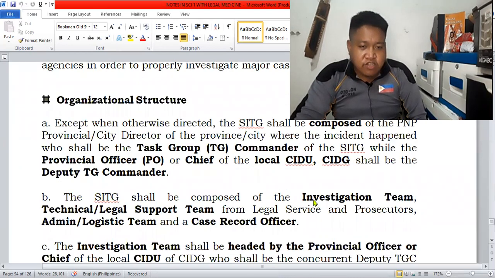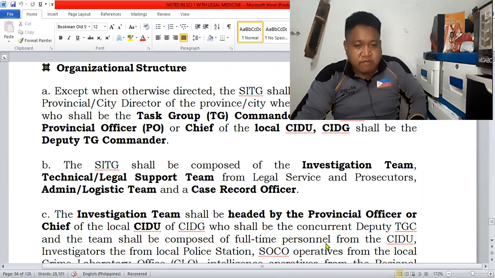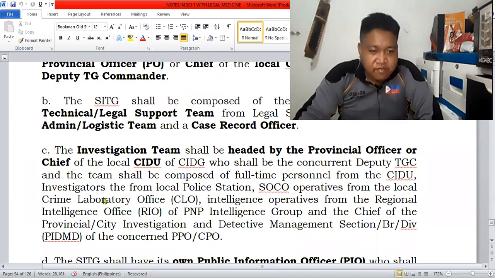The SITG shall be composed of the investigating team of the local police, technical legal support team, and administrative logistic team. So it is complete. The investigating team shall be headed by the provincial officer or chief of the local SIDO of CIDG, who shall be the concurrent deputy task group commander. Okay? Please read that.